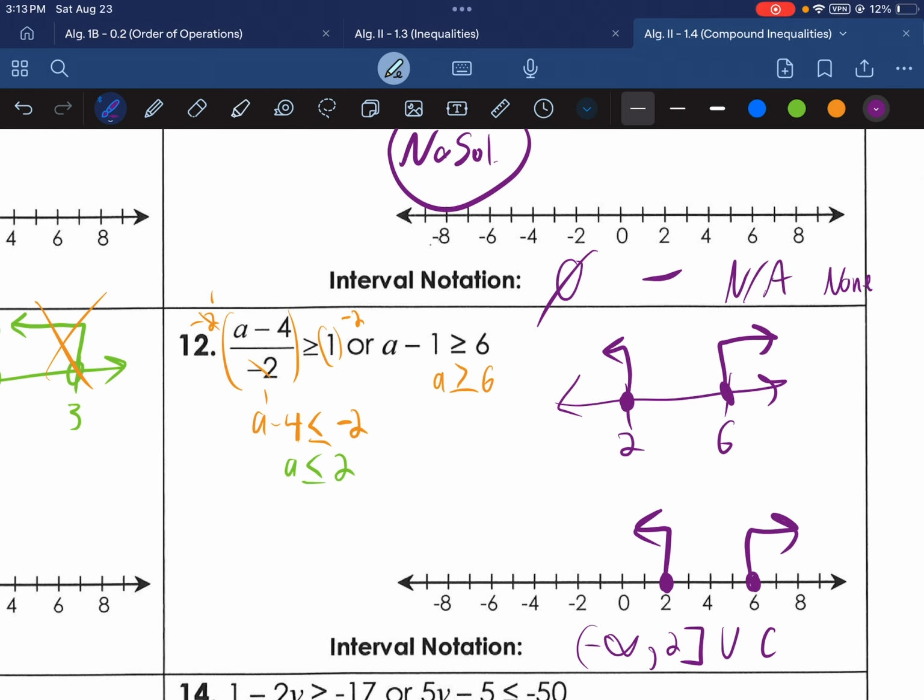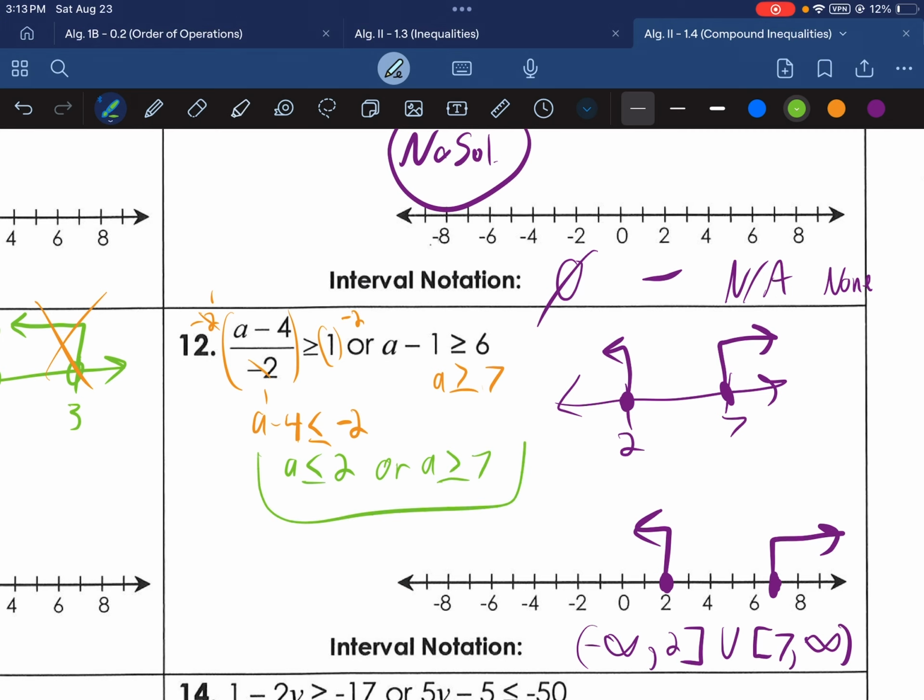Oh, my apologies. I keep writing 6 here, but that's incorrect. It's not 6 at all. It is 7. So I apologize to anyone who's confused about this, as I've been saying 6 and writing 6. It's been 7 this entire time. 7, 7, and then the orange here in the problem, 7. My apologies on that. So we have the bracket 7, comma infinity. And I'm going to go ahead and rewrite my inequality here, saying or a is greater than or equal to 7, and box that answer.